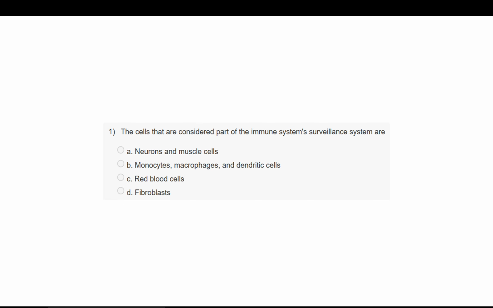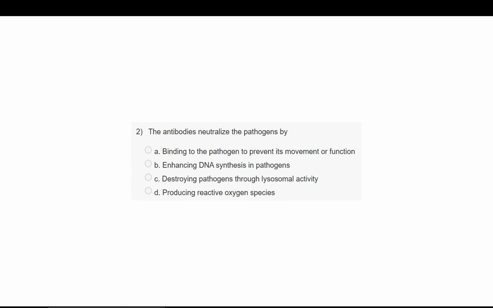It's monocytes, macrophages, and dendritic cells. Antibodies neutralize the pathogens by binding to the pathogen to prevent its movement or function, enhancing DNA synthesis in the pathogens, destroying pathogens through lysosomal activity, or producing reactive oxygen species. The answer is A, binding to the pathogen to prevent its movement. Then other cells can attack the pathogen and neutralize it.